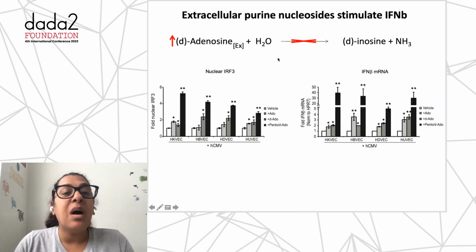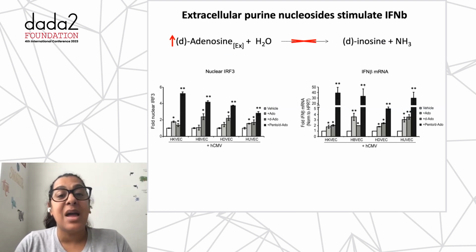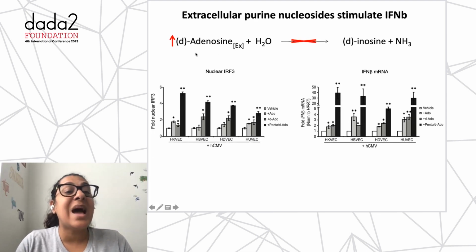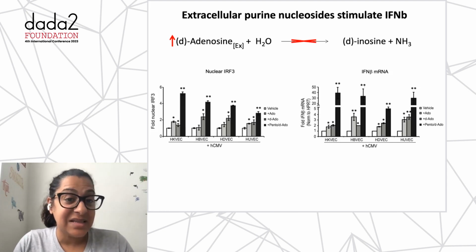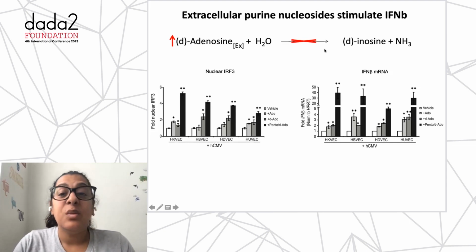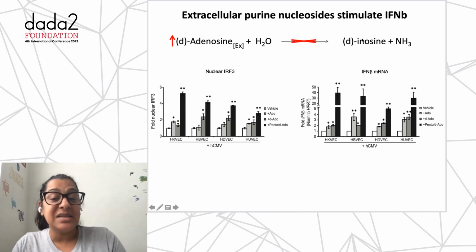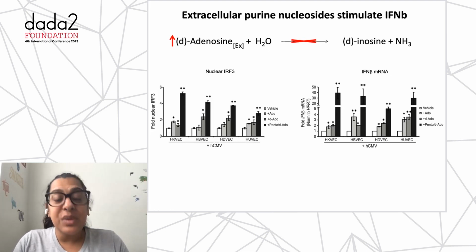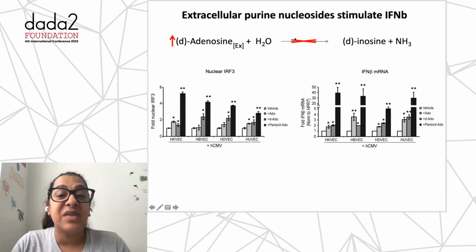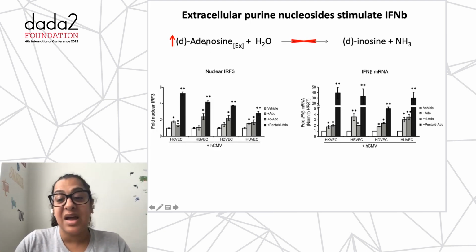Well, we know that as a metabolic enzyme, the function of ADA2 is to remove or catabolize extracellular purine nucleosides like adenosine or deoxyadenosine, which it converts into inosine or deoxyinosine. And so we reasoned that in the absence of ADA2, these might accumulate and might activate IFN-beta.